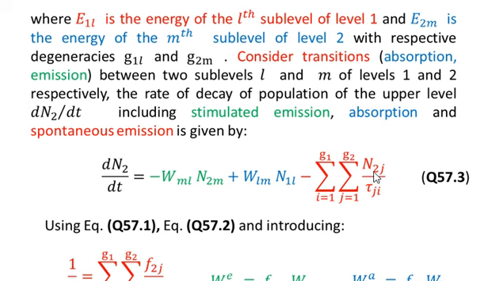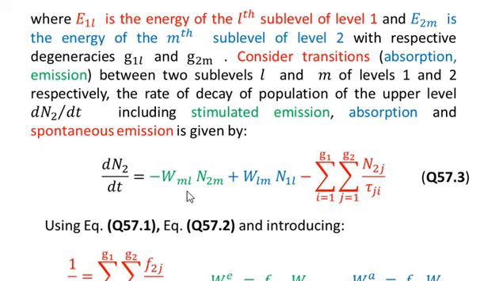N2J is the population of the jth sublevel of level number 2. And 1 over tau Ji is the spontaneous emission rate from the jth sublevel to the ith sublevel. So 1 over tau is the spontaneous rate of emission, and 1 over tau Ji is the spontaneous rate from sublevel j to sublevel i.